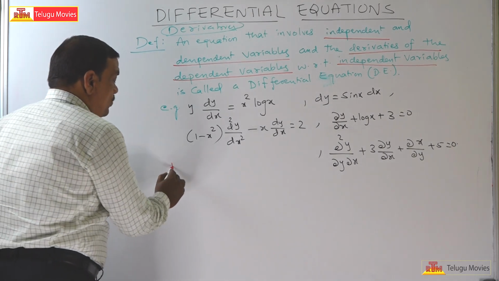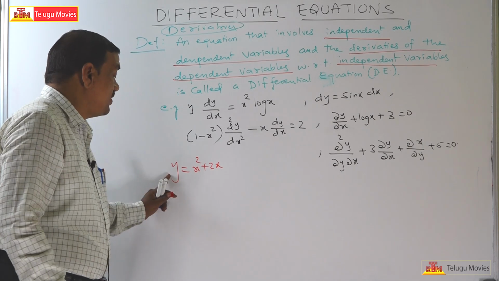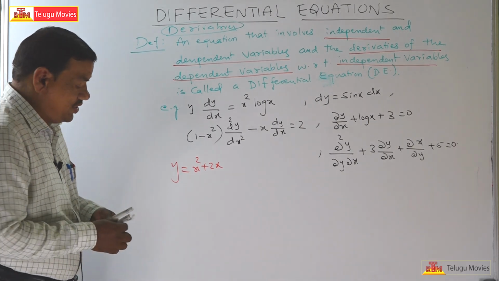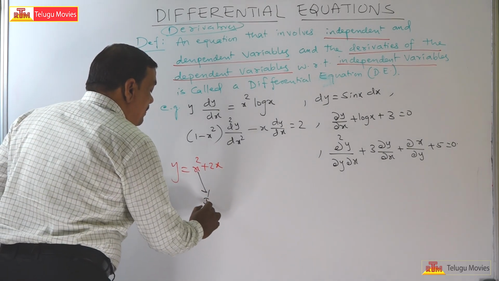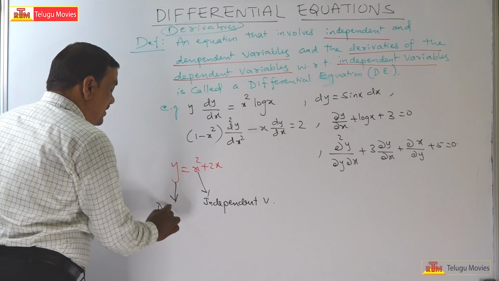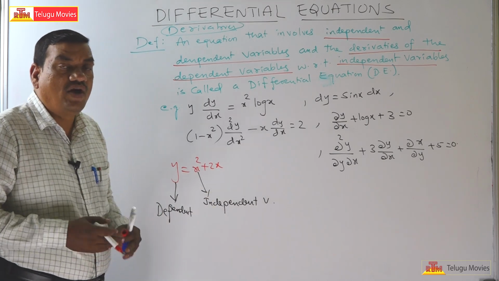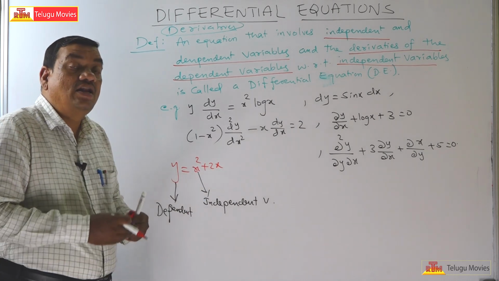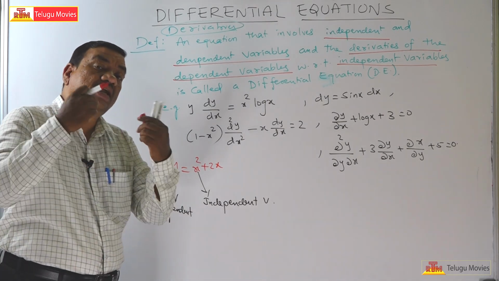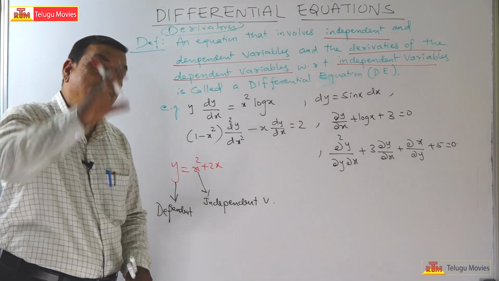Let us take one equation, y is equal to x square plus 2x. Here you get two variables, y and x. Which is the independent variable and which is the dependent variable? Here x is called the independent variable and y is called the dependent variable. Generally, x will be the independent variable. What is meant by independent? Here you can take x values as you like: 0, 1, or -1. You are free to select the values for x, which is why x is called the independent variable.